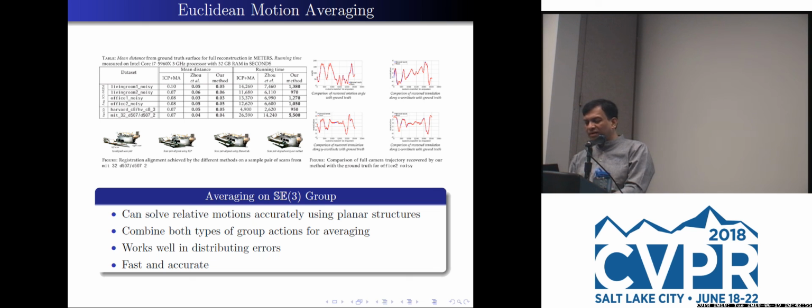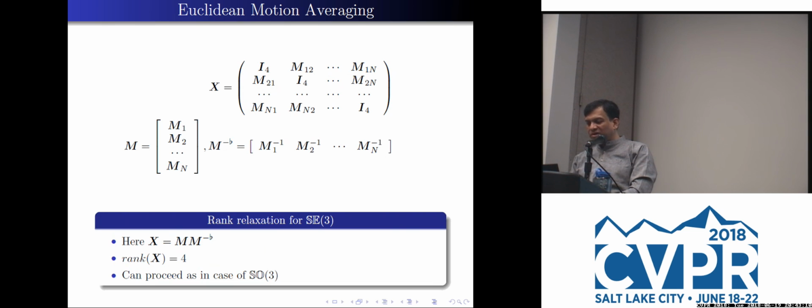So you can do this for various kinds of problems. For example, if you have planar scenes in your data, then you can solve the rotation problem simply using the normals for the fitted planes. They're going to be very accurate, and you can get pretty good reconstructions.